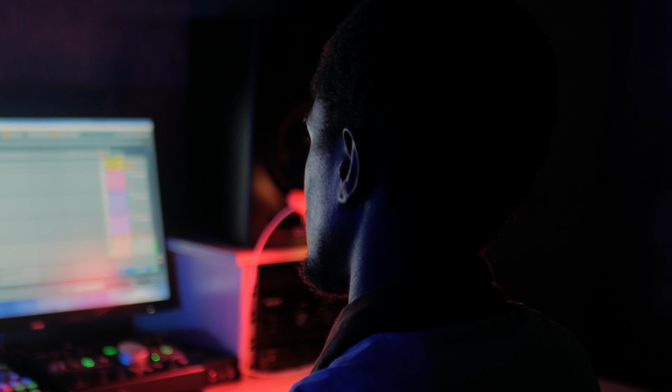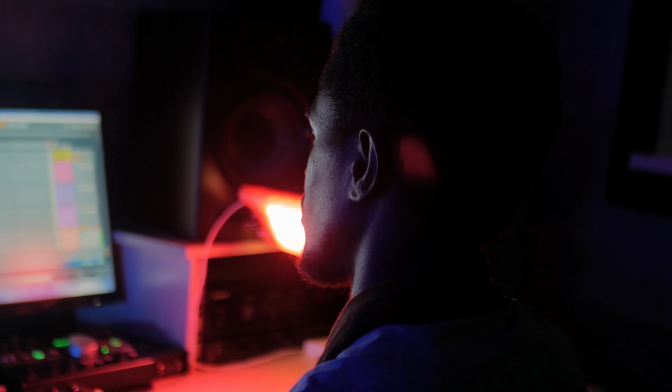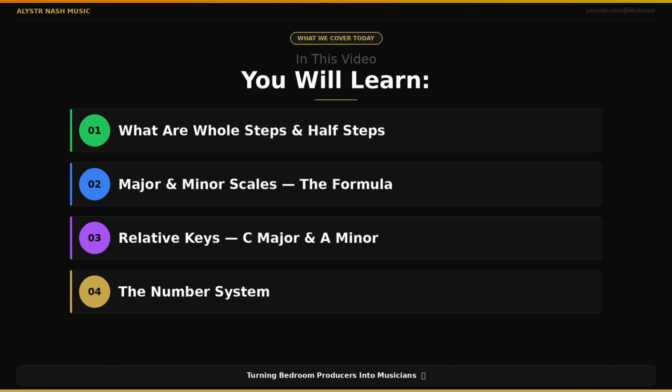So you're a music producer and you just feel stuck at the moment. Keep playing the same progression over and over. I'm here to tell you there's a system you can learn to overcome that obstacle. My name is Nash, I'm a music producer and musician, and in today's video I'm going to break down what a whole step and half step is, how to come up with these major and minor scales, and we're going to learn about relative keys and the number system.